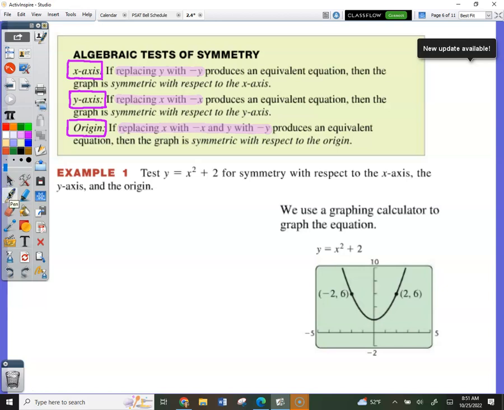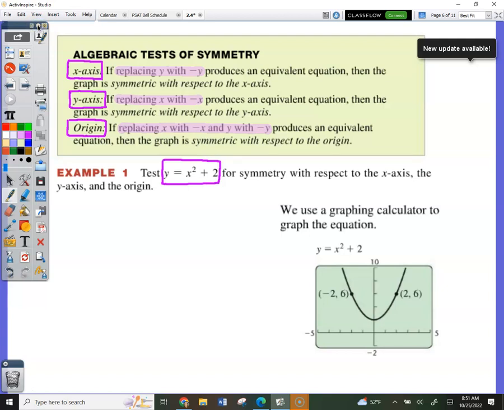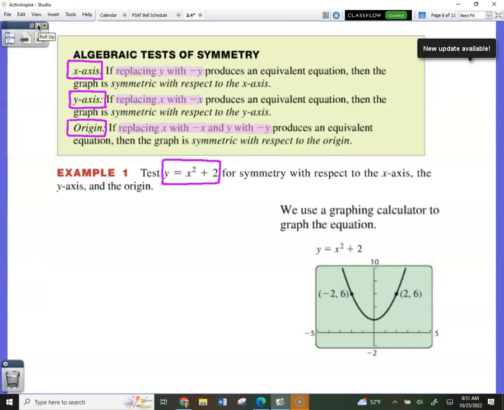Let's dive into an example. Test y equals x squared plus 2 for symmetry with respect to x, y, and origin, which means we have 3 things to check here, right? And our equation is y equals x squared plus 2. This is how I'm going to organize mine. First of all, I'm going to go to a thinner pen because I'm not going to be able to fit it all in. I'm going to organize it by saying my work for the x-axis will be here, for the y-axis will be here, and the origin will be here.